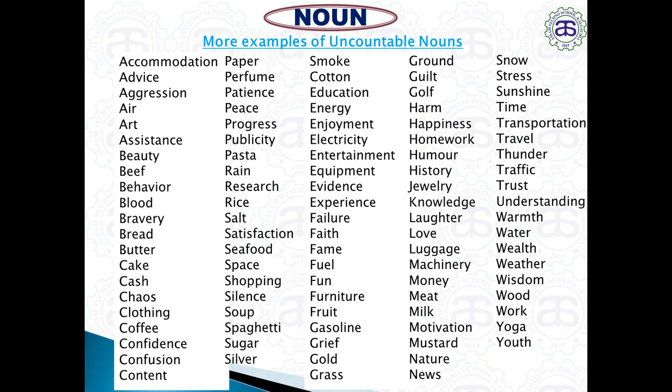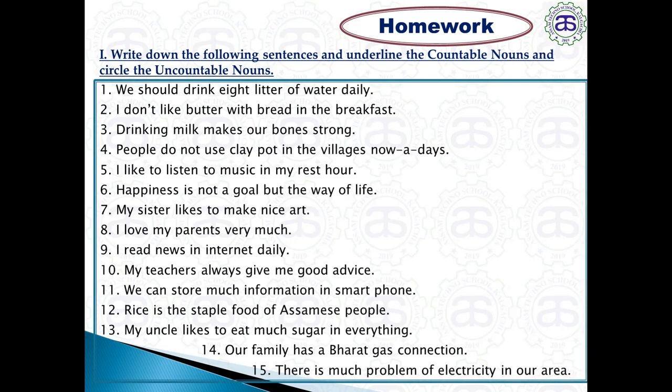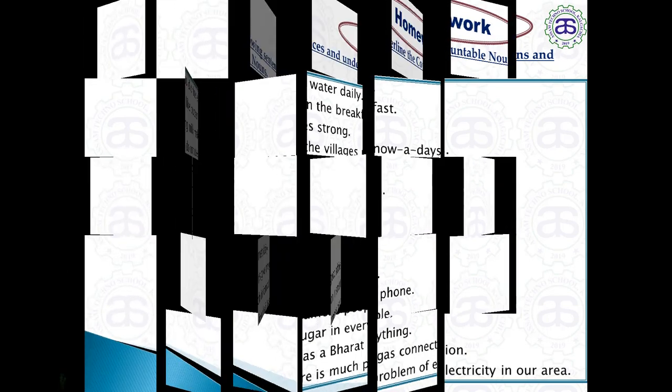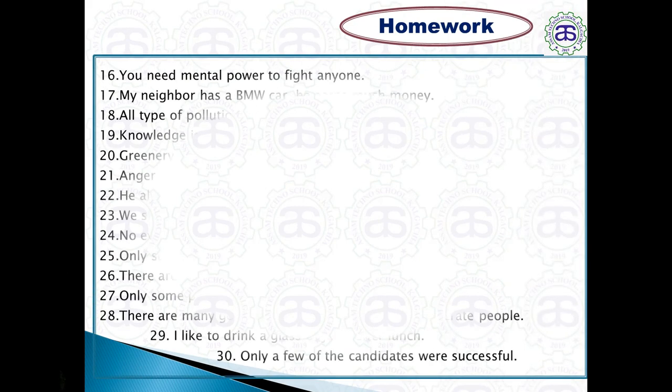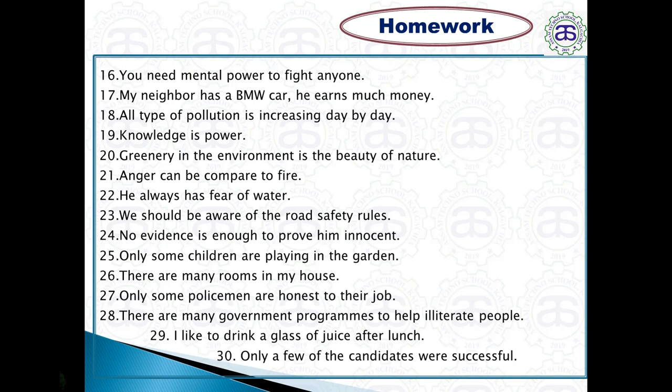So from these examples, you can understand clearly that there are many abstract nouns and material nouns, which come under the category of uncountable nouns. So let us move to the homework part for this countable and uncountable nouns. Here you have only one question. There are altogether 30 sentences, and from those 30 sentences you have to just find out the countable and uncountable nouns.